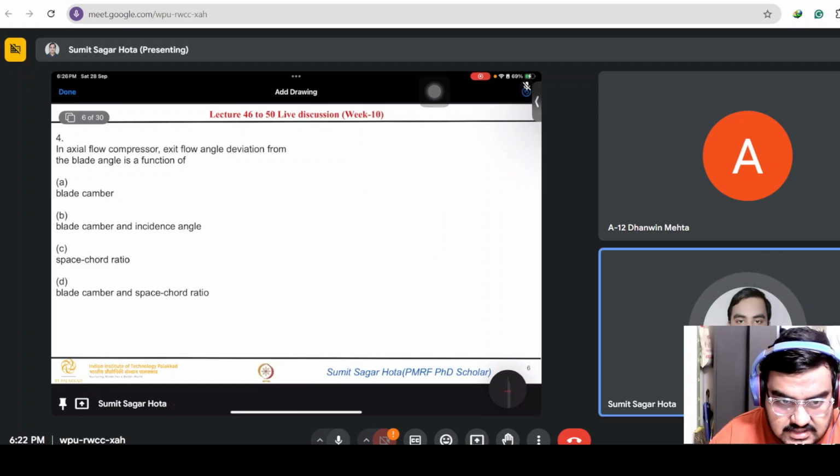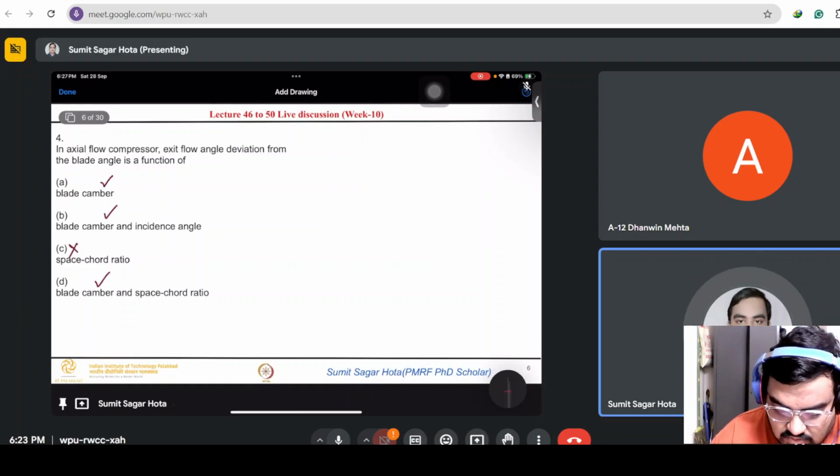In an axial flow compressor, the exit flow angle deviation from the blade angle is a function of what? If you see this question, in most of the options blade camber is a common option. Mostly if this kind of question is asked, then you can directly close option C, because blade camber is in all three options. So blade camber is common in everything.